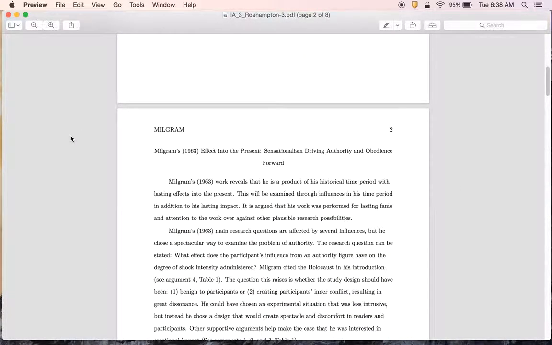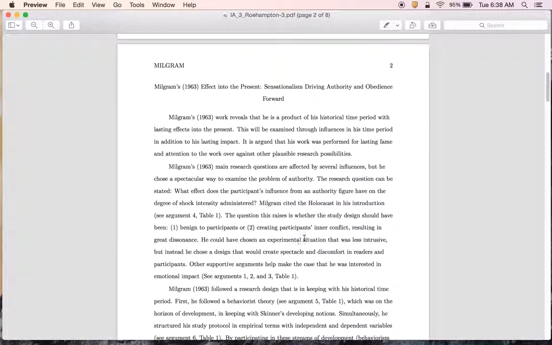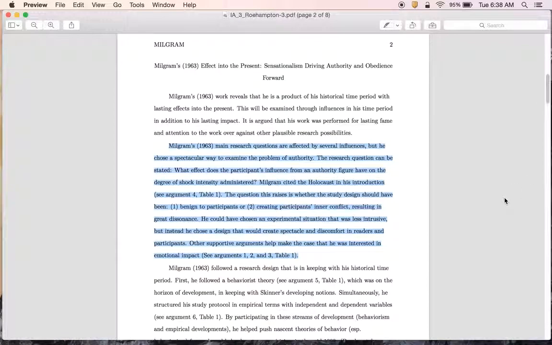This is basic essay writing, right? I make the points and then I have to support them somehow, but I'm also making an argument. So all the points should be argued and pointed back to the thesis. Let's look at the first paragraph. What I'm doing here is making that initial case. I'm saying that he's affected by several influences, but he chose a spectacular way to examine the problem of authority. I went ahead and made sub-arguments, and this is because of the compactness of this writing. But the sub-arguments actually point to this piece here.